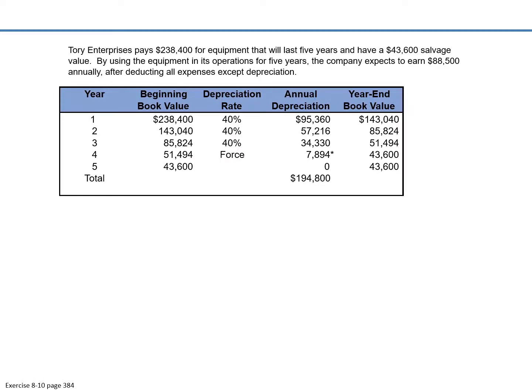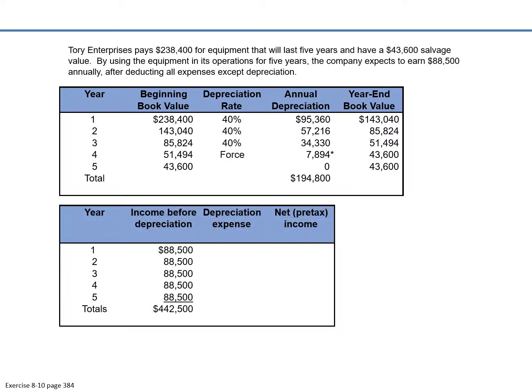So now if we take that, they told us 88,500 is their income before depreciation. We put all of our depreciation expense in there for each of the years and compute the net pre-tax income. We've got a net loss in year 1, but then we have income in all of the subsequent years. Okay.